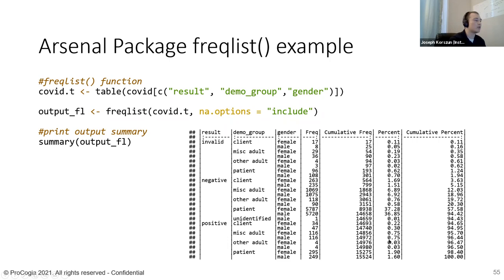And then we're just going to print out the output. You can see this is what the output looks like. We have a result, we have our demo group, and we have the levels of each group. We have our gender, and we have the levels of those groups as well. We have the frequency of every level and sublevel of all these categorical variables. And then we have the cumulative frequency of each value based on count. So you can see we have 17, we have 8, 25. And then we have the percentage of the total values in the data frame itself. You can see there's large clusters for patient, female and male, for this given gender group, the negative. And then we have the cumulative frequency, which is a running total to the right. Very useful function.